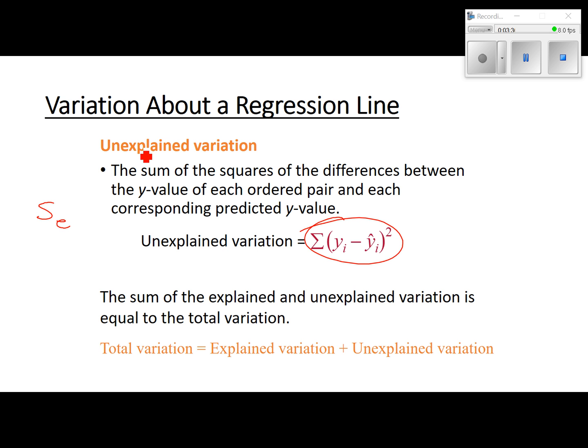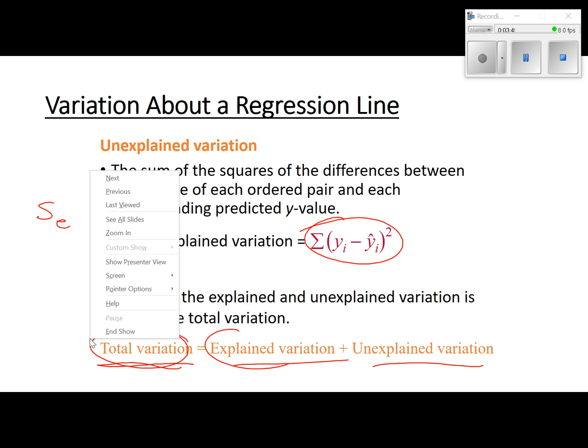Total variation will always equal the explained variation plus the unexplained. So we really don't have to find the total. We can find these other 2 and just add them up to find out what the total variation is if we ever need that.